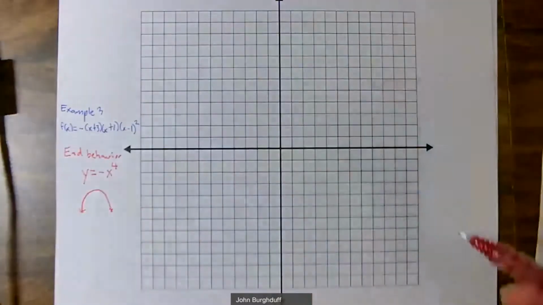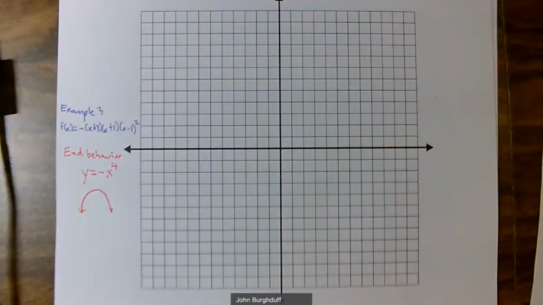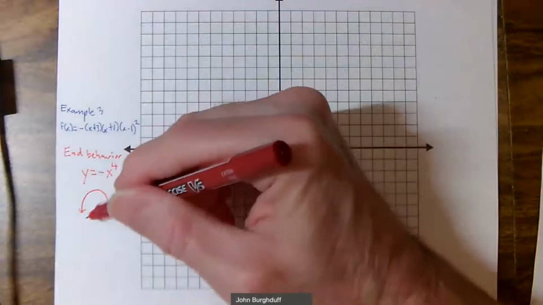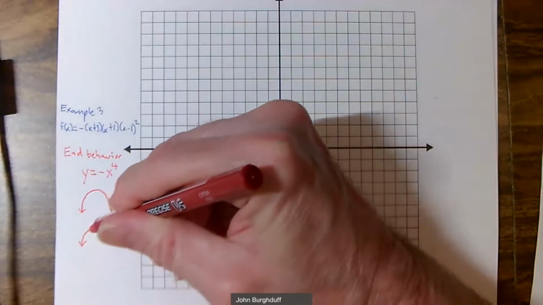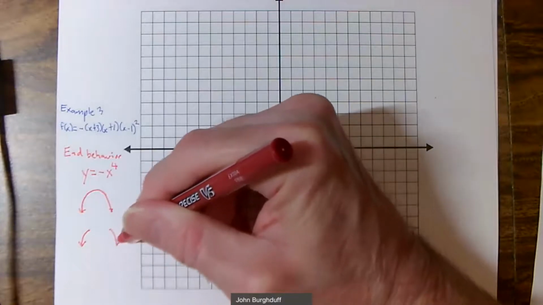Let me get my hand out of the way so you can see. Sometimes people say, because there might be wiggliness in the middle, just focus on literally what happens at the end. So that kind of shape on this side, this kind of shape on that side.